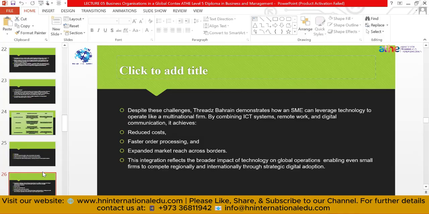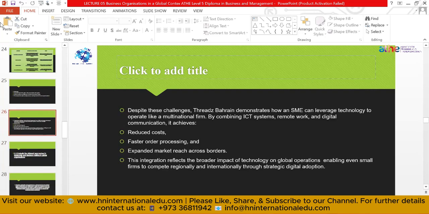It reduces the cost. Though it's an SME, they're managing things quite nicely. Faster order processing because of the systems they have installed, and expanded market reach across borders, anybody can order from them. This integration reflects the broader impact of tech on global operations, enabling even small firms to compete regionally and internationally through strategic digital adoption. And all these brands which are now on the internet, as in they have their online e-mart, they are all small. They are not big multinationals. They have worked really hard and they have targeted the loyal consumers around the world.